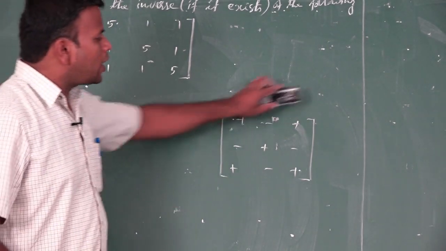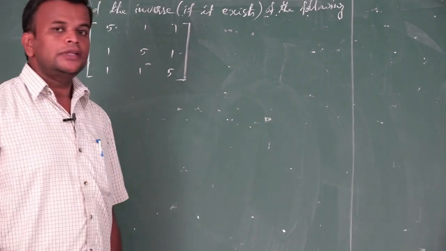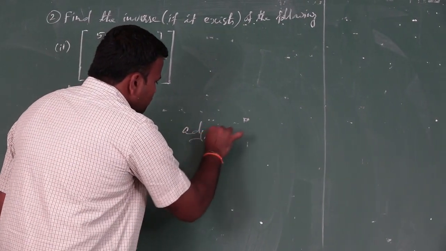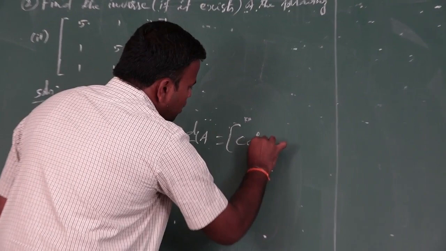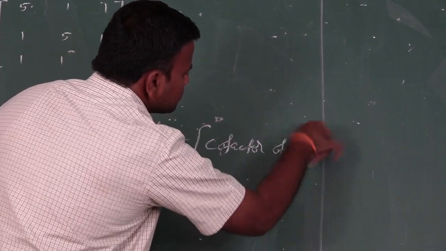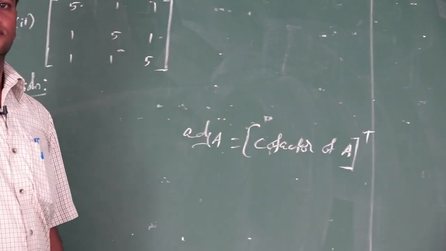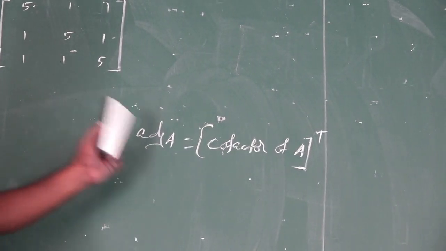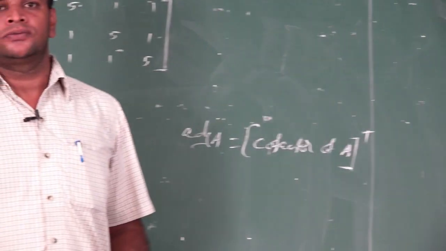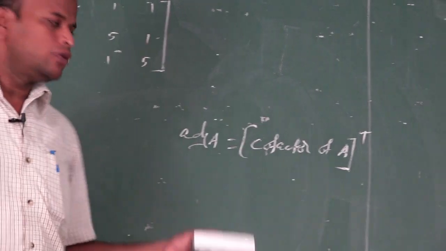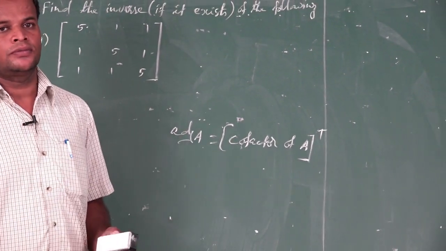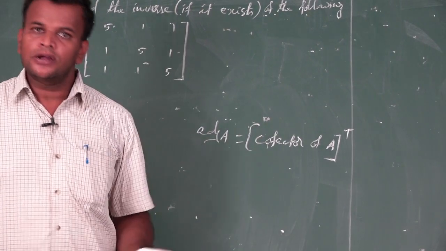So the formula of adjoint A in 3 by 3 is the transpose of the cofactor matrix, that is, cofactor of A whose transpose. This is the original, regular formula to find adjoint A. We use this formula in 2 by 2 also, but in 2 by 2 there is no need to use it because one shortcut form is there. But in 3 by 3 there is no shortcut form.